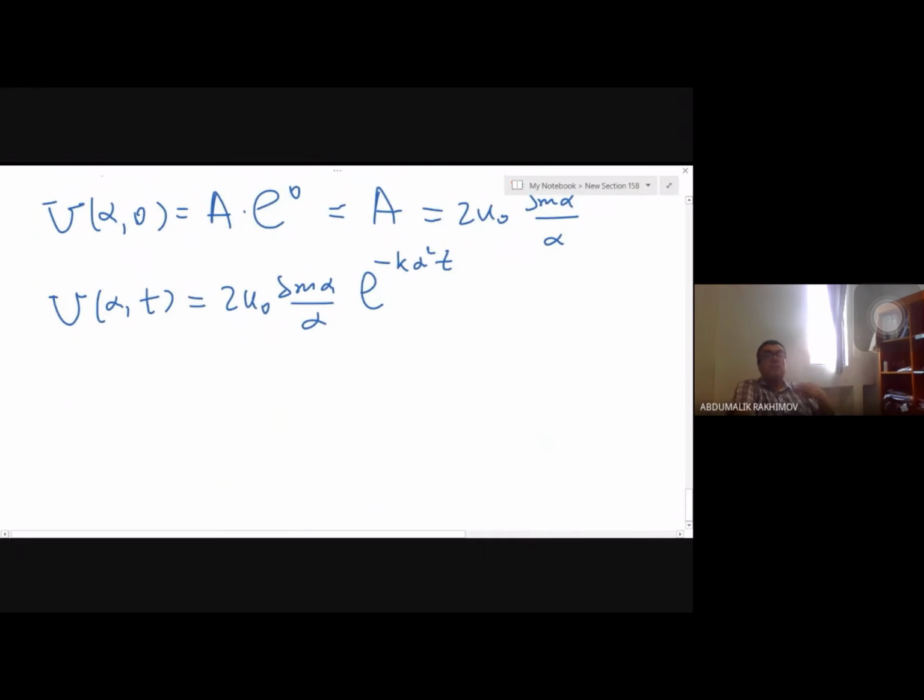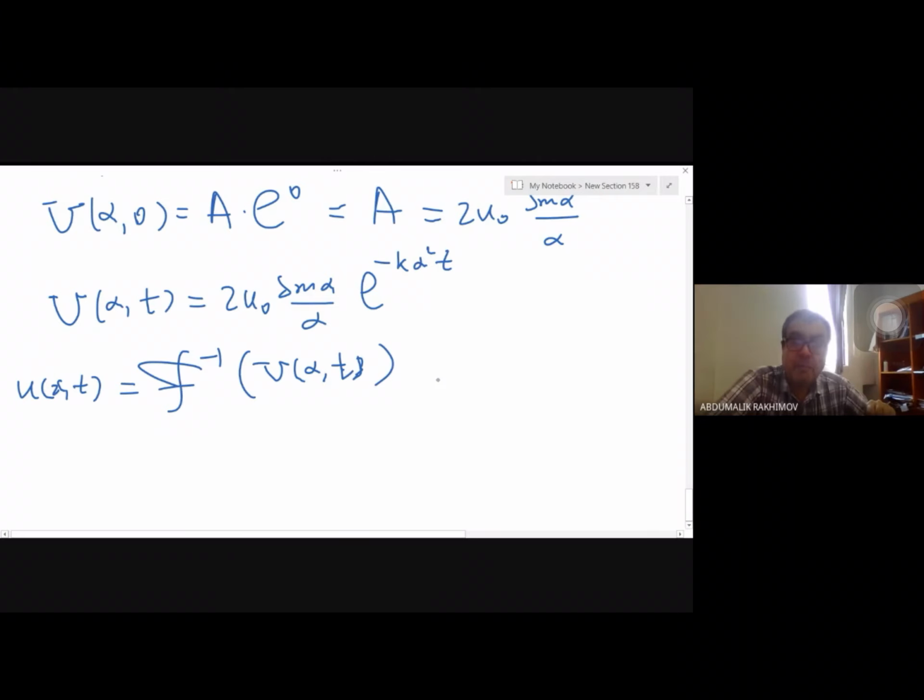So this is the image of the solution, but my solution is not this yet, right? I have an image. I need to find u. Look at me right here. I need to find u(x,t). But I know U(alpha, t), which is the image. I know the image of the solution. I need to restore the solution. For this, I need to apply the Fourier inverse transformation to the function U(alpha, t).